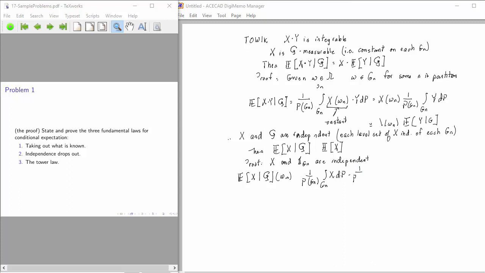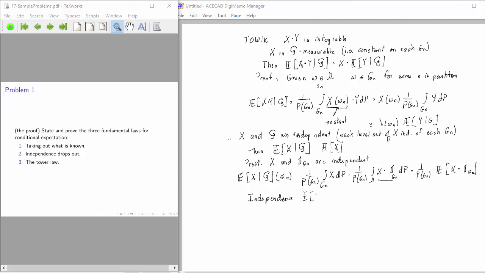But I can integrate over the whole sample space instead if I simply multiply X by the indicator function that's 1 only on G sub n. And since we know that X and this indicator function are independent, I can first rewrite this as the expectation of X times the indicator function for G sub n, and then use independence to write the expectation of the product as the product of the expectations.